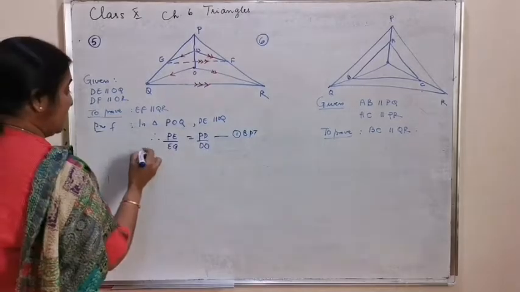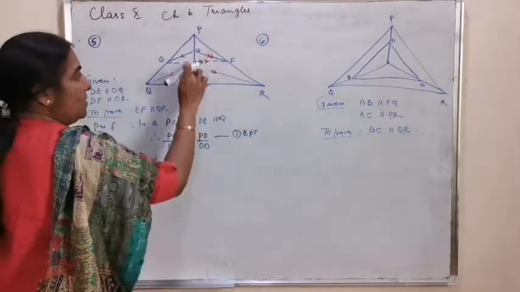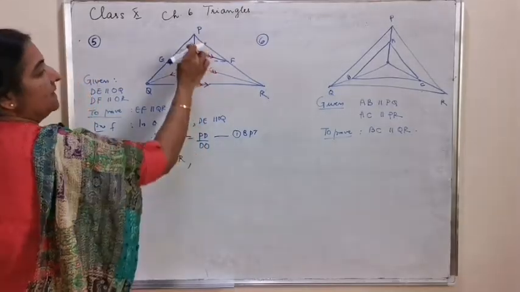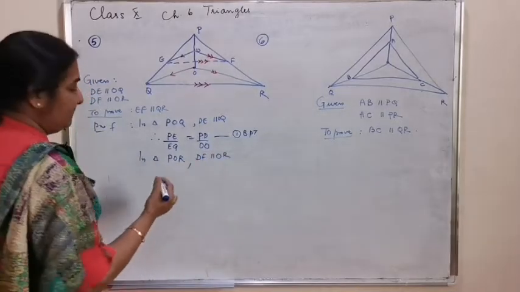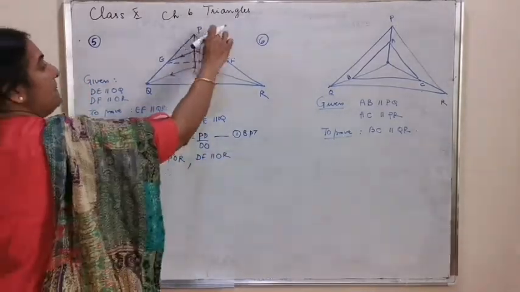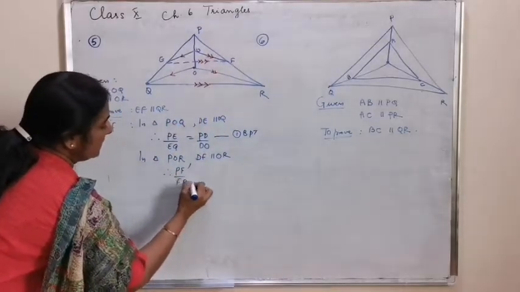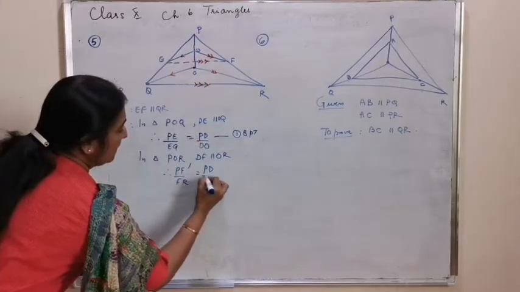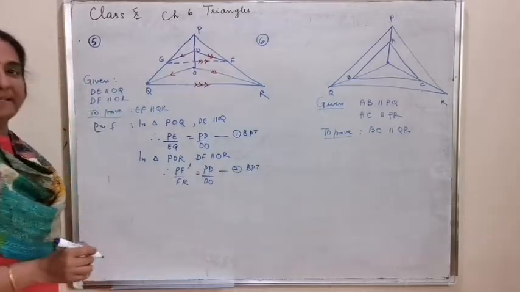Which is the second triangle? In triangle POR, OR is the base, and the parallel line is DF parallel to OR. Therefore, PF by FR is equal to PD by DO. Equation number 2, basic proportionality theorem.